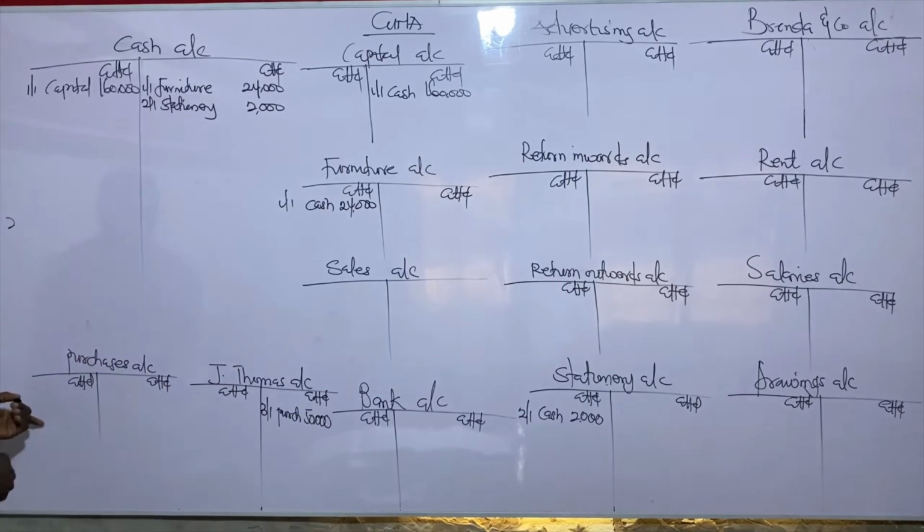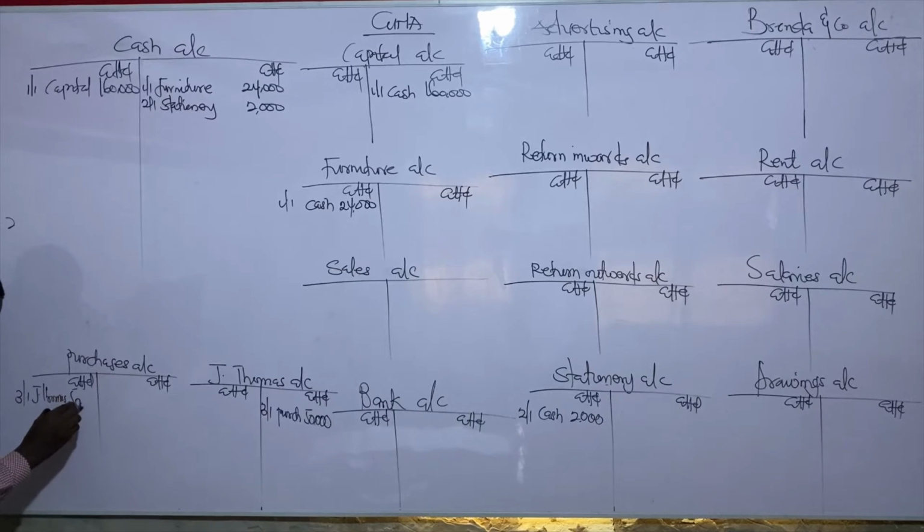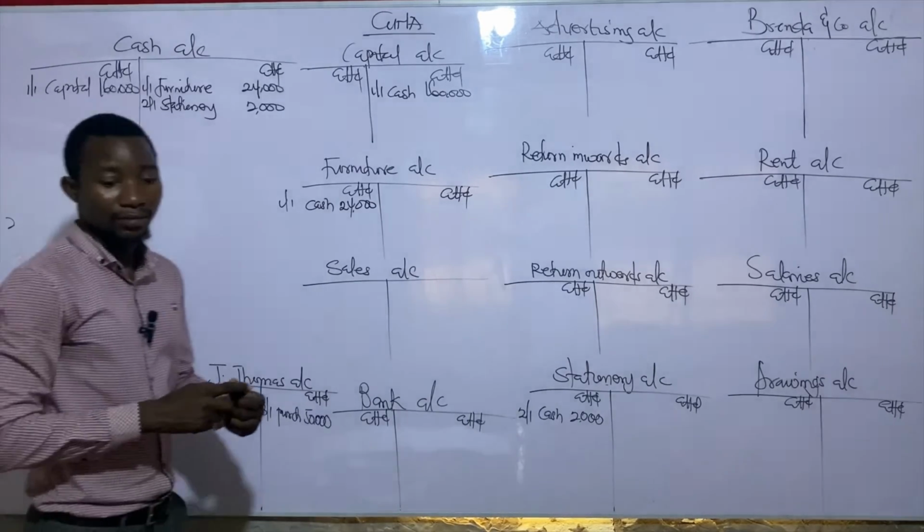Good. So we debit the purchases account as well on the same date, 3rd January, and it was from J. Thomas, and it was 50,000. Simple as ABC.